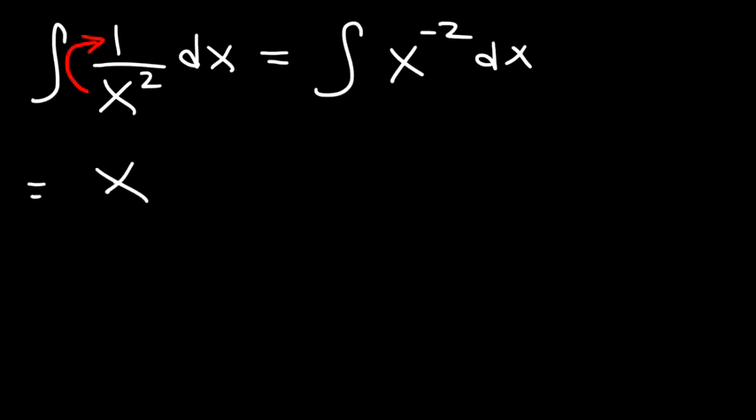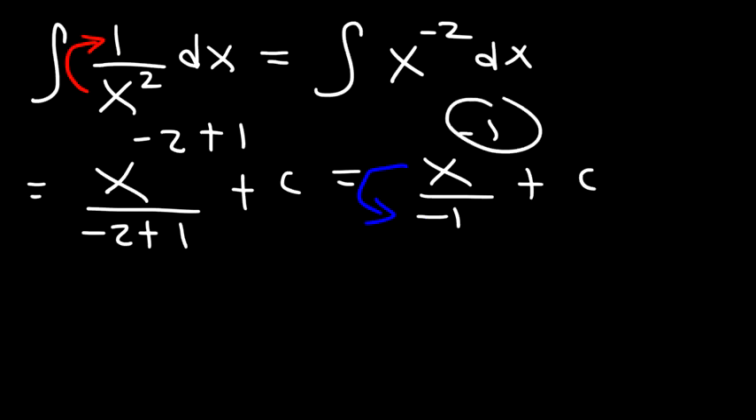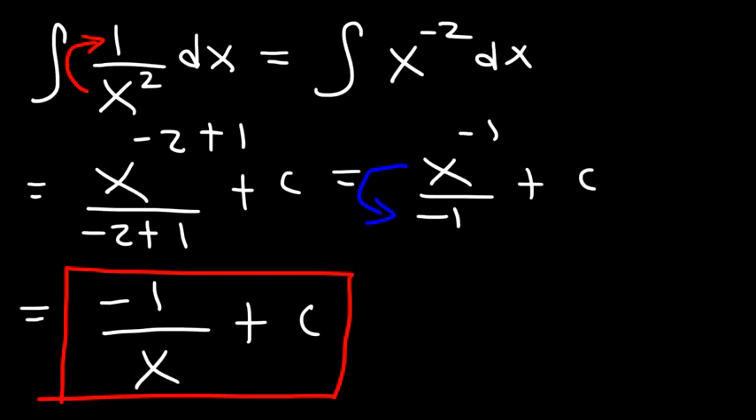So what we can do is add 1 to the exponent and then divide by that result. And let's not forget to add the constant of integration. So negative 2 plus 1 is negative 1. And at this point, after you integrate it, you can move the x variable back to the bottom, where the exponent will change from negative 1 to positive 1. And so our answer is negative 1 over x, or x to the first power. And so this is the antiderivative of 1 over x squared. It's negative 1 over x.